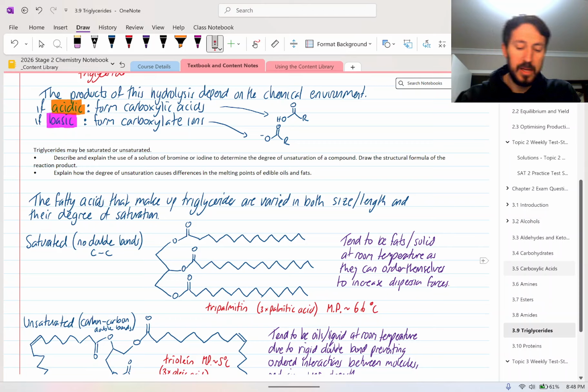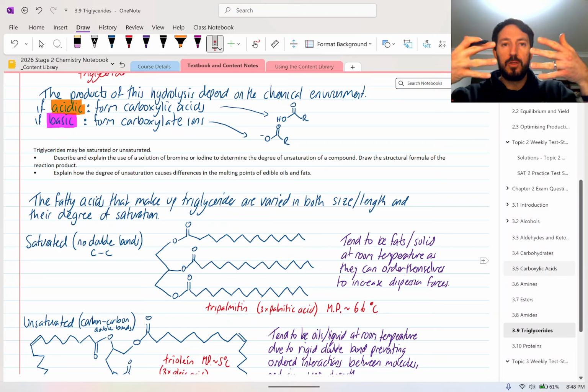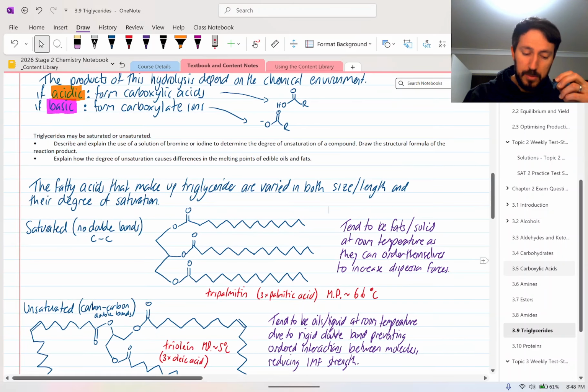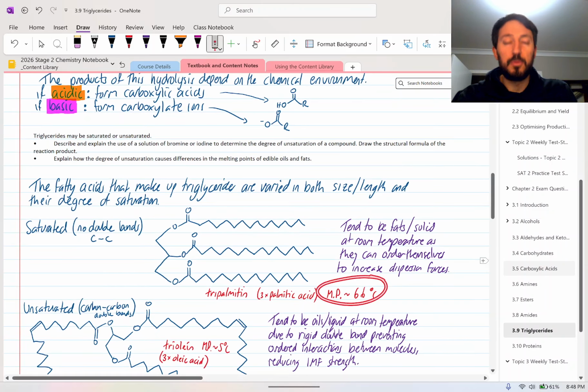Now, the reason for that is because of the way these are structured. One triglyceride and another triglyceride can arrange themselves and overlap more easily, which increases the dispersion forces between them. And so increasing those dispersion forces, increasing the intermolecular forces, will increase the melting point. So for this particular one here, we have a melting point of around 66 degrees Celsius.